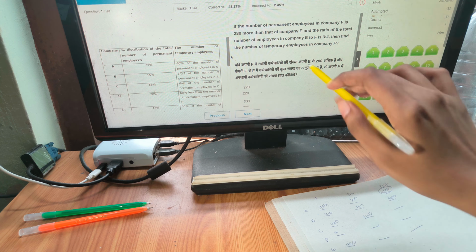Find the difference between the number of permanent employees in company D and temporary employees in company A. So we need to find out the permanent employees in company D, which is 30% of the total number of permanent employees, which will be 900. And we have the number of temporary employees in company A, which we already decoded as 300. So the difference will be 600. So with this, the question is over.